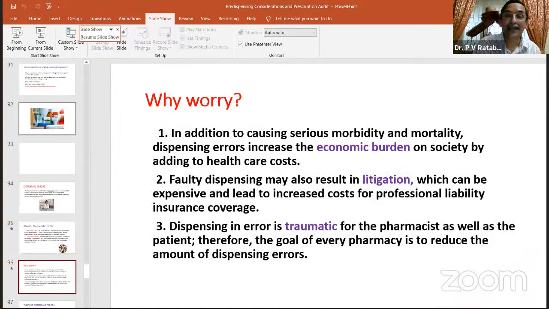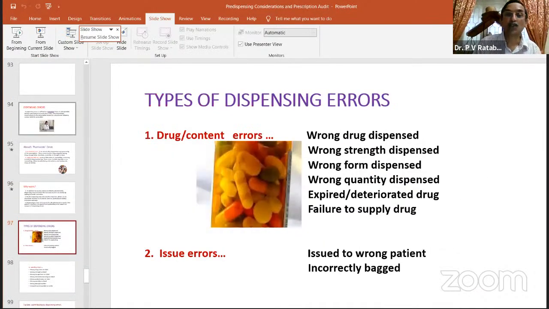Why worry? Because in addition to causing serious morbidity and mortality, dispensing errors increase economic burden. It can lead to litigation, and definitely it will be traumatic for the pharmacist as well as the patient. So these are the types of dispensing errors very quickly. Drug content errors: wrong drug dispensed, wrong strength dispensed, wrong form dispensed, wrong quantity dispensed, expired or deteriorated drug dispensed. If you are keeping drugs in the pharmacy for years together, suddenly you get a prescription, it might be expired or deteriorated.